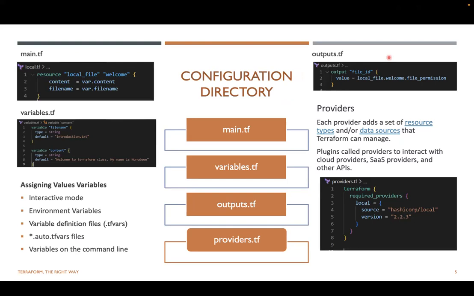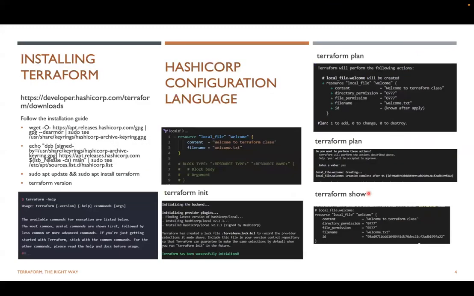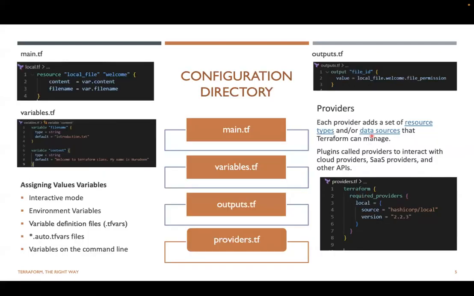What exactly is your question? I already mentioned that this is a mistake. This file name is supposed to be file permission. I explained this, but I can also have file ID here, but this time I'll be referencing this ID. So in that case, I'll be having local_file.welcome.id.